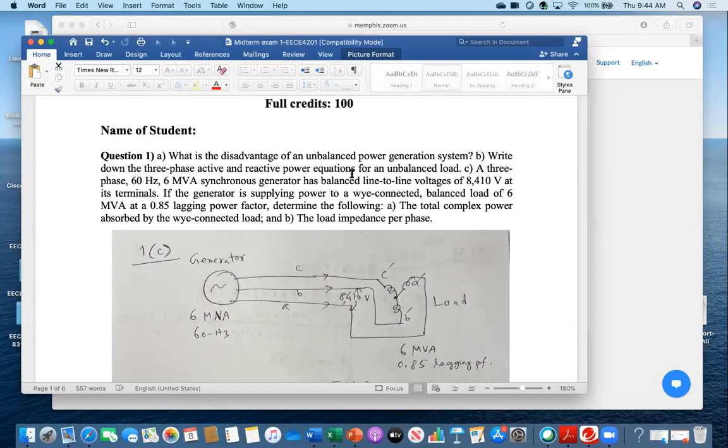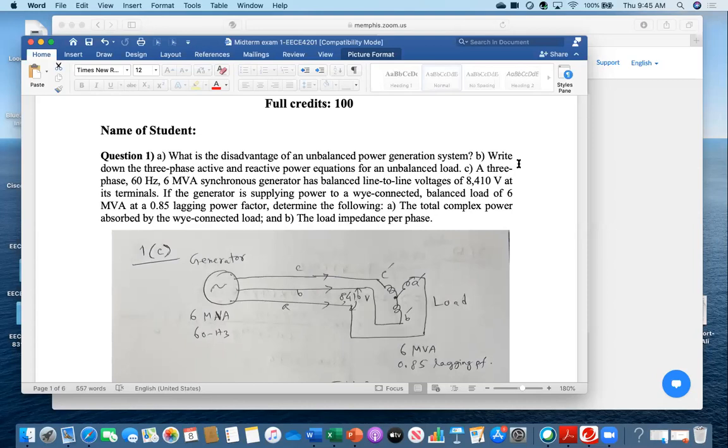So the main thing is that there could be circulating current flow as well as zero sequence current flow through the neutral, especially in a Y connected system. Those will cause some heating, and even the system might be burnt.